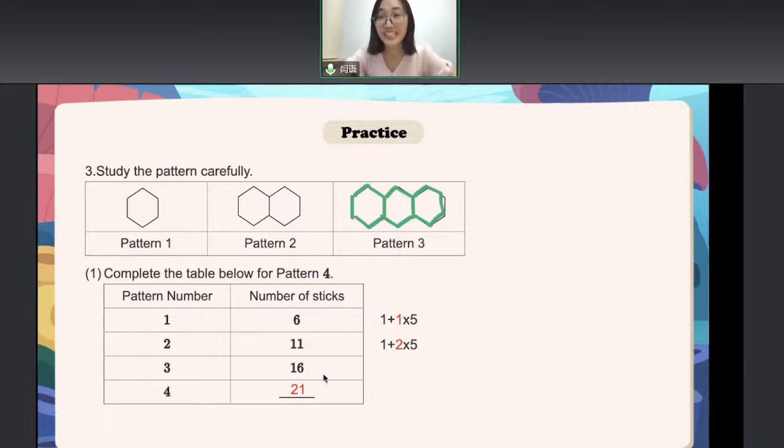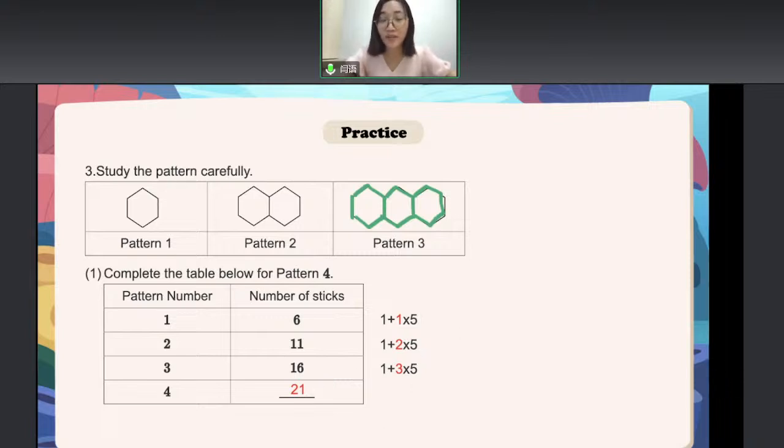How can we get 16? That is 1 and then plus how many 5s here? Okay, good. It should be 1 plus 3 times 5, right? That is 1 plus 5, 5, 5. So we can write it as 1 plus 3 times 5. And then the last one. How can we get to 21?